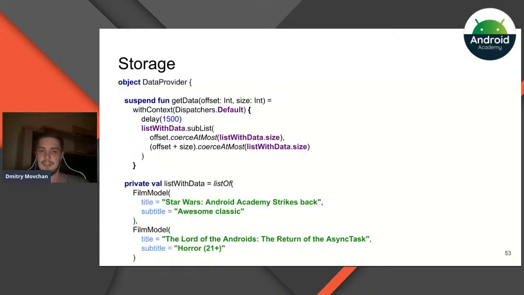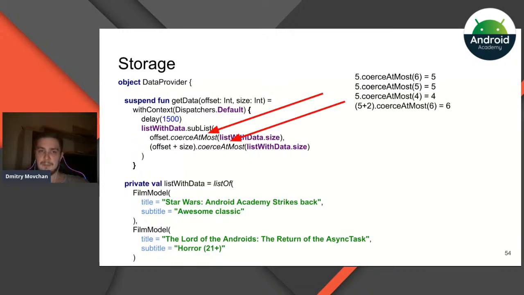Here you can see the function coerceAtMost. It's a very useful function for those of you who don't know how it works. You specify the highest number that the int should return, and it will not exceed that. Here we need it because our offset plus size can be more than our list size, and it will cause errors. So we should call this function and not exceed the list size here.